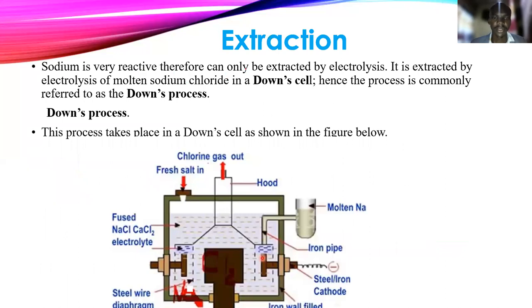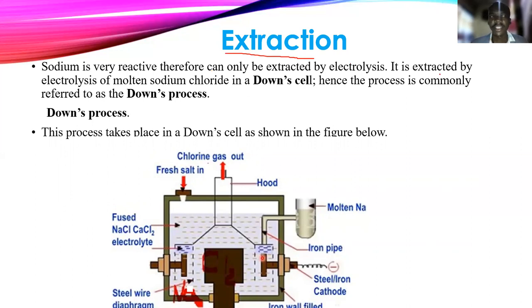Now let's go to extraction. How is sodium extracted? Sodium is very reactive, therefore it can only be extracted by electrolysis, just the way we said. The ore is electrolyzed, where we will have some ions moving to the anode, another one moving to the cathode.